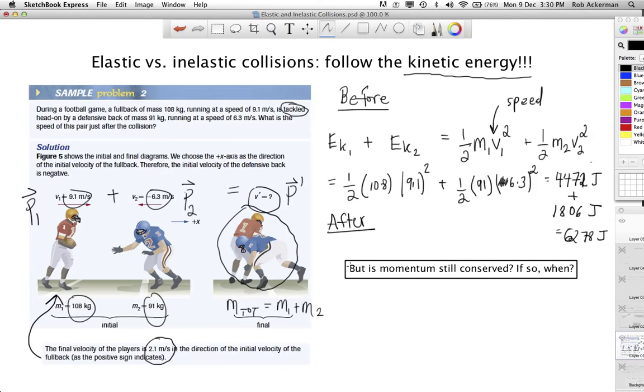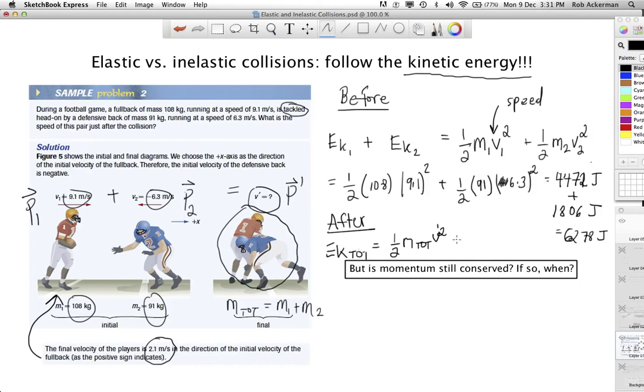Now, what we're going to do is compare that with the amount of kinetic energy after the collision, and we're going to borrow the textbook's answer of 2.1 meters per second. So what is the kinetic energy? I suppose you might call this EK total, which of course is going to be 1/2 m total v squared. And this has to be, which v? Well, it's going to be a v prime.